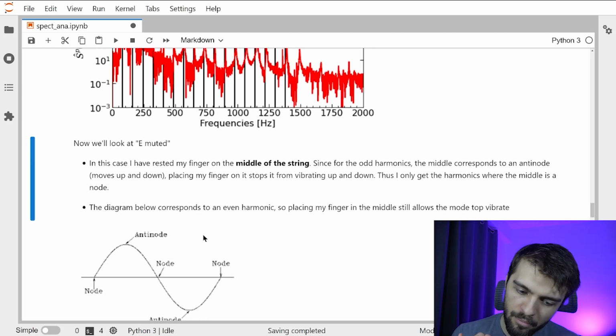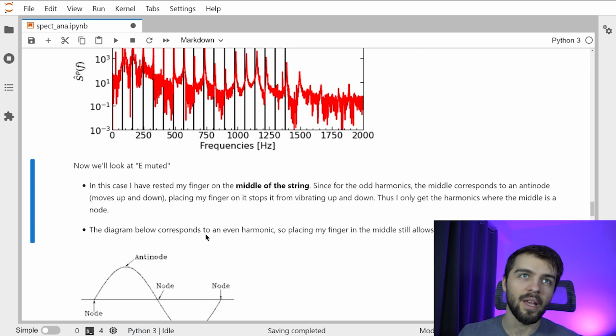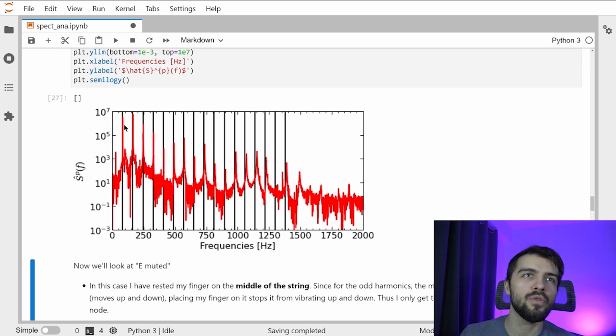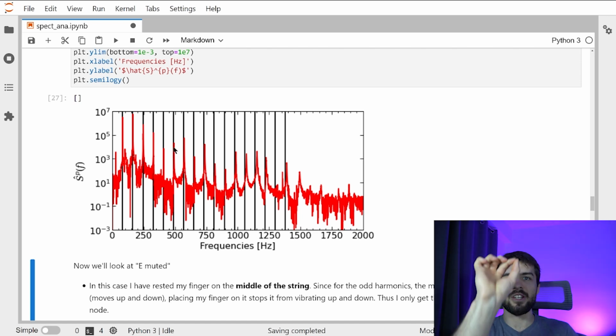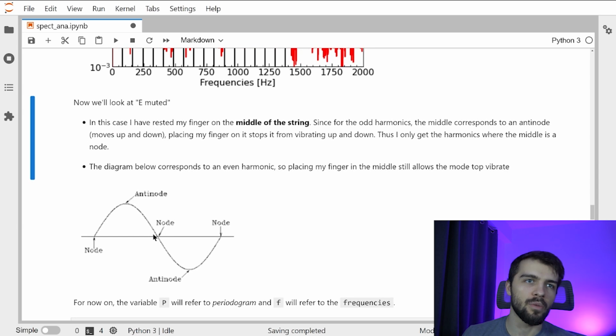Now, I talked about muting the E, right? Where I put my finger in the middle, I showed myself playing it, and it sounds higher. And what that does is it technically removes all the power at these frequencies where you have an antinode at the middle when I pluck my guitar. Of course, on a sine wave, when you pluck a string, these are going up and down like this. Any place that remains constant is a node. So by putting my finger in the middle, I'm forcing it to be a node. So I can't have this going up and down.